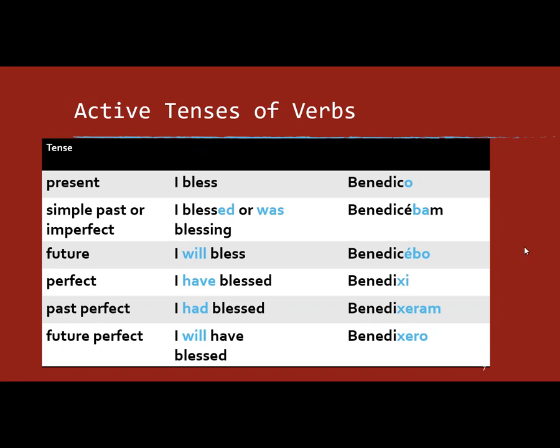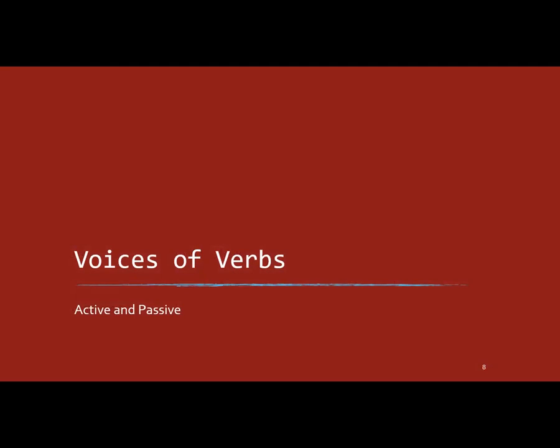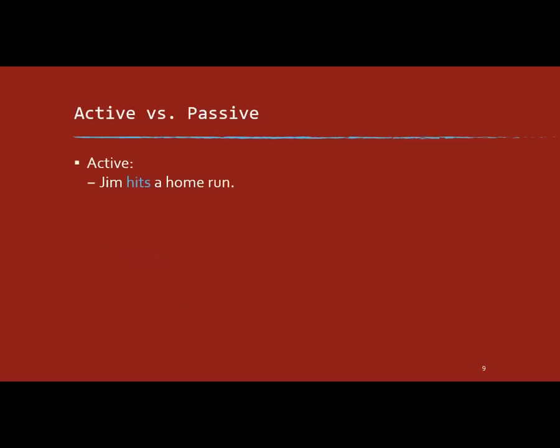Now, we're going to look at the voices of verbs: active forms and passive forms of verbs. The active form of a verb means that the agent who performs the action is the subject of the sentence. So we have, Jim hits a home run. Passive of the same thing means that the object of the action is the subject of the sentence. The agent is now in the sentence in some other way, usually with the preposition by. So a home run is hit by Jim. So here the home run is the subject of the sentence, but it's the object of the action. A home run is hit by Jim.